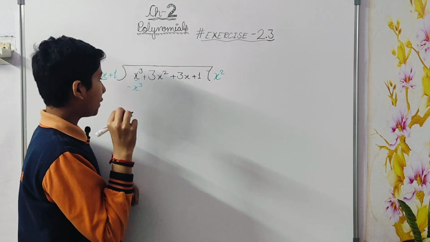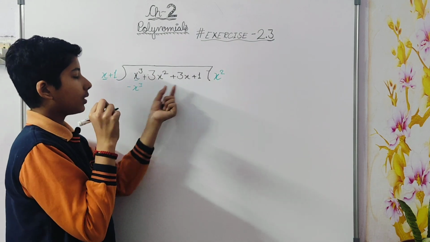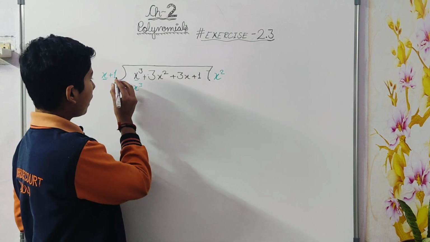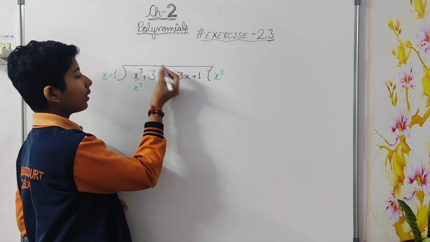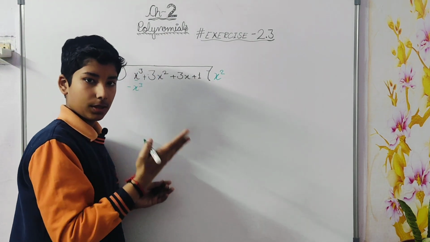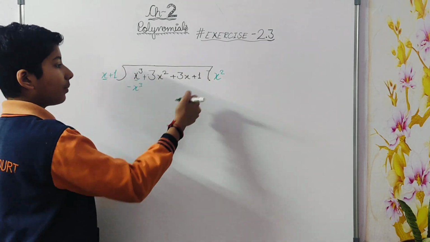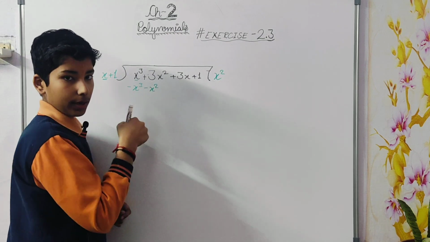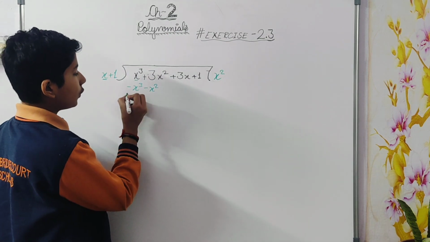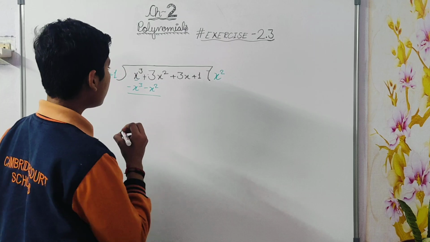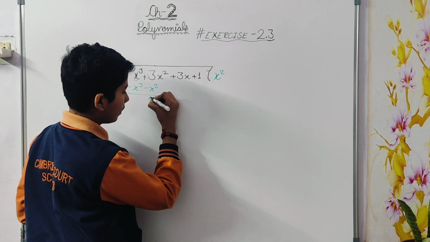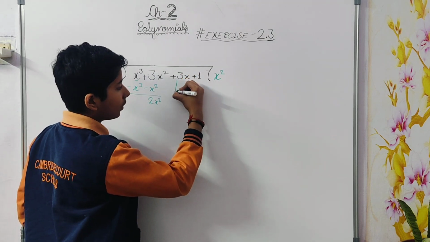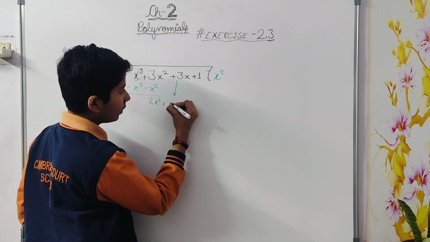The sign will get changed. This was positive, but the sign is changed, so this will be negative. Now, this is multiplied by x square, so 1 multiplied by x square will be x square, but the sign will get changed. What will come now? 3x square minus x square is 2x square. Now this will come downside.